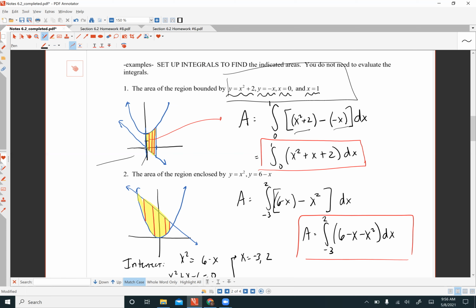Okay, so the total area turns out to be x squared plus 2 minus the opposite of x. And so you're integrating x squared plus x plus 2 from 0 to 1. Okay, so here's another one.